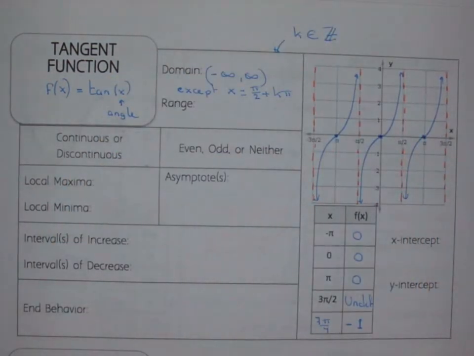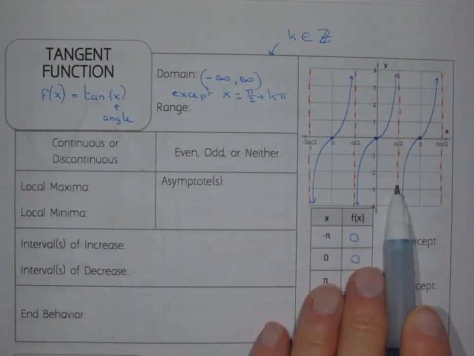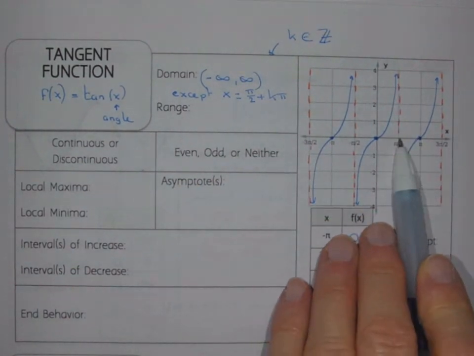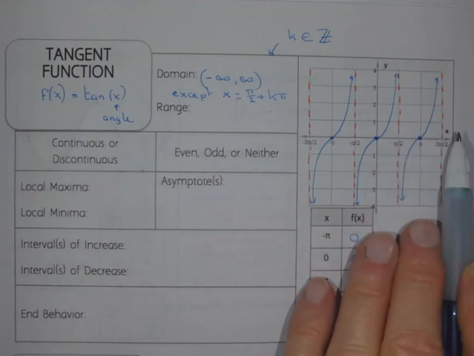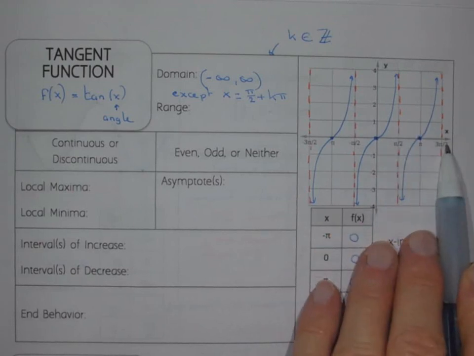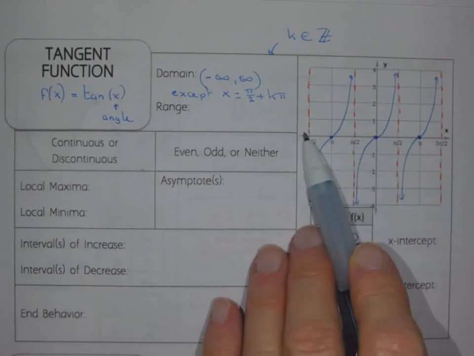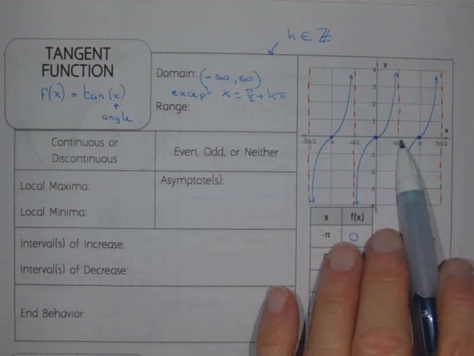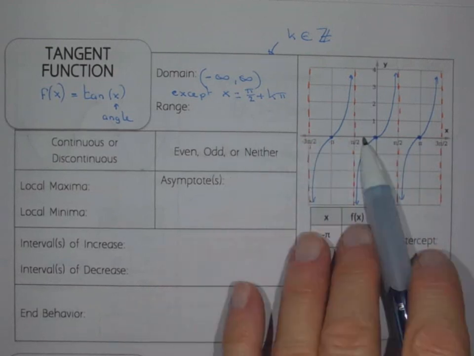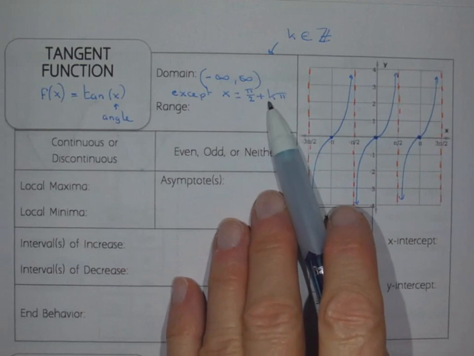So pi over 2 is my first one. And then my next vertical asymptote will be at pi over 2 plus pi. Well, pi over 2 plus pi is 3 pi over 2. Plus another pi. And then subtract pi, right? Because that width here every time is the width of pi. So subtract pi on either side and add pi. So plus or minus pi. And the minus is going to be taken care of with the integers that are negative values, right? That will take care of that minus there.